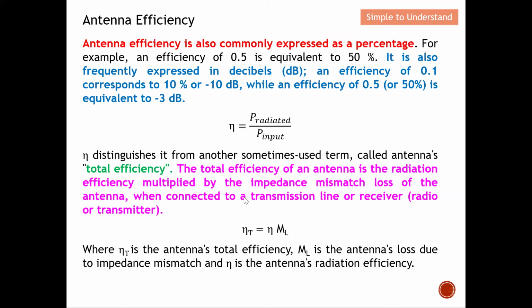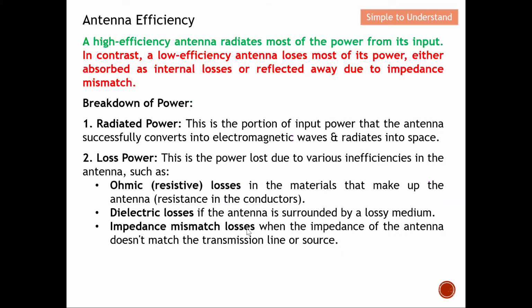When the antenna is connected to a transmission line, this is used to determine the efficiency including the impedance mismatch. So I just want to highlight the key difference between antenna efficiency and the total efficiency of the antenna. Don't mix up these two terms of efficiency.